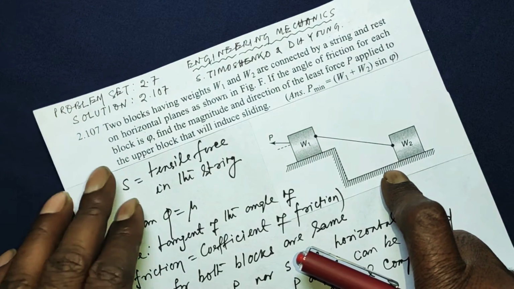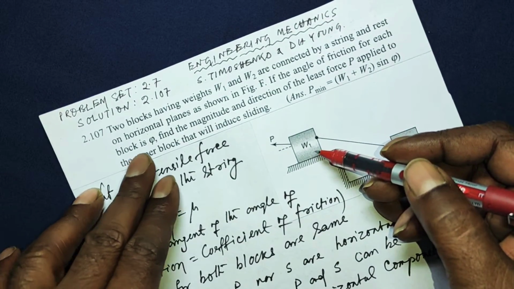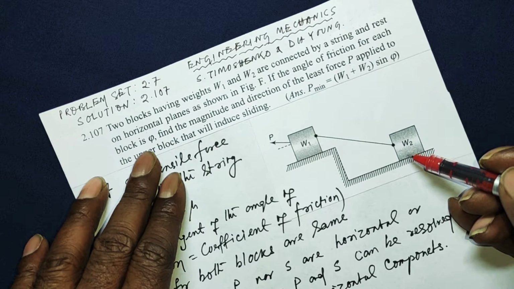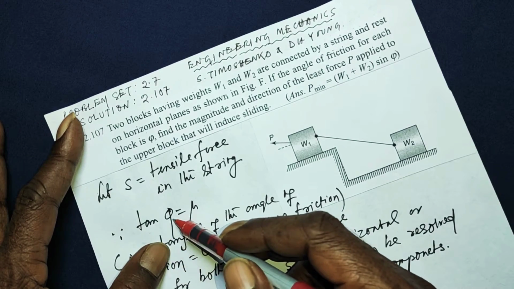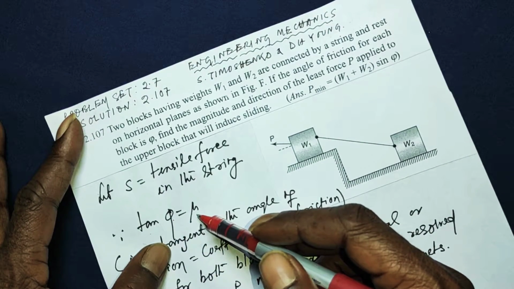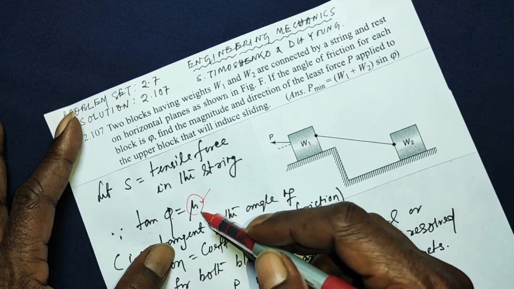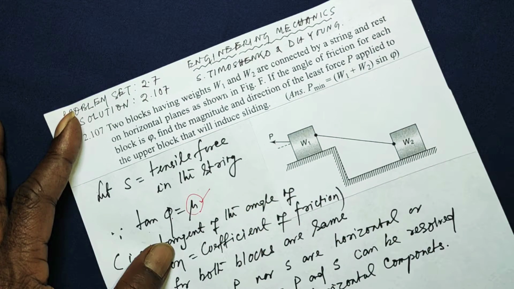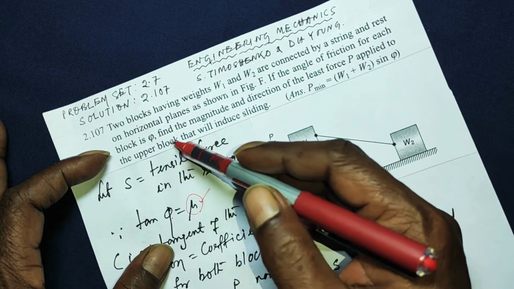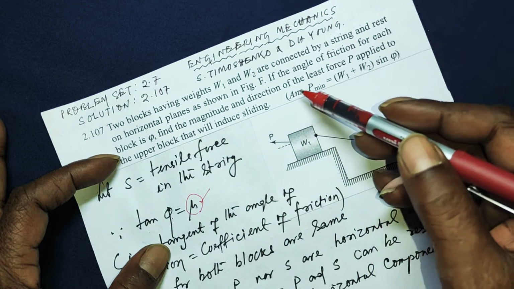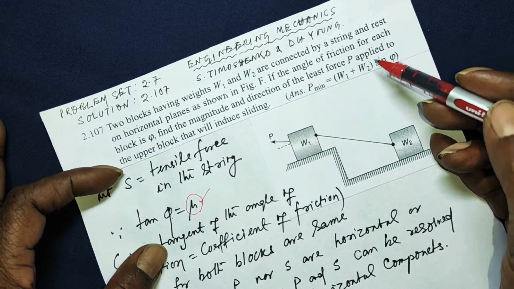If the angle of friction for each block is phi, the angle of friction for this block is phi and also for this block is phi. And as we know, tangent of the angle of friction is nothing but the coefficient of friction. And the meaning of coefficient of friction is: the more the value of mu, the more is the friction. If the angle of friction for each block is phi, find the magnitude and direction of the least force, the minimum force P applied to the upper block.